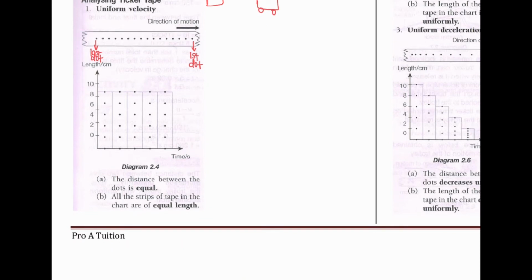The distance between the dots is equal. You can see same distance, same distance, same distance, and same distance. All the strips of the tape in the chart are of equal length. So same length, and this is uniform velocity. Okay, so now let's move on.